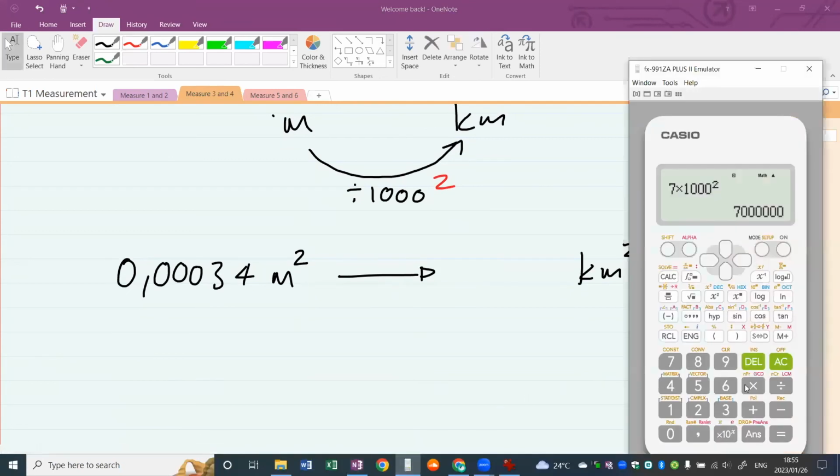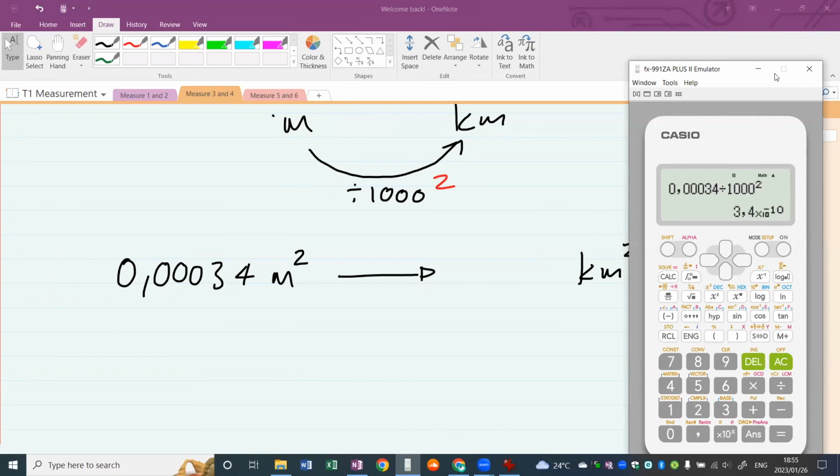All right, so let me do that on the calculator. So 0.00034 divided by 1,000 squared. Don't worry about that. That's my calculator saying I want to be fancy. I'm telling my calculator we're not supposed to be fancy. We want simple things. Let's try again. So 0.00034 divided by 1,000 squared.